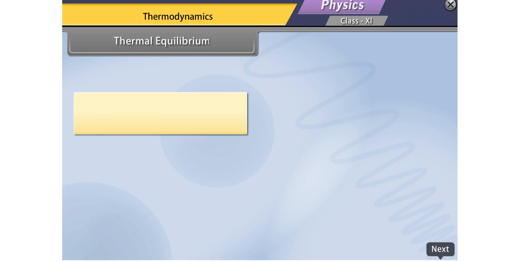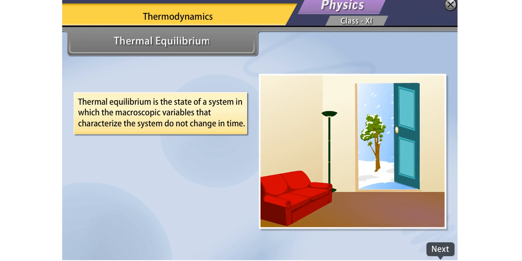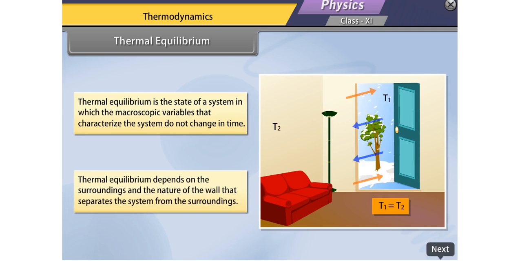Thermal equilibrium. Thermal equilibrium is the state of a system in which the macroscopic variables that characterize this system do not change in time. Let us take an example. In winter season, when you open the door of your house, then the heat moves out of the house. To balance out the temperature, after a few minutes, you feel that the temperature inside and outside the house is same. This is due to the thermal equilibrium. Thermal equilibrium depends on the surrounding and the nature of the wall that separates this system from the surroundings.